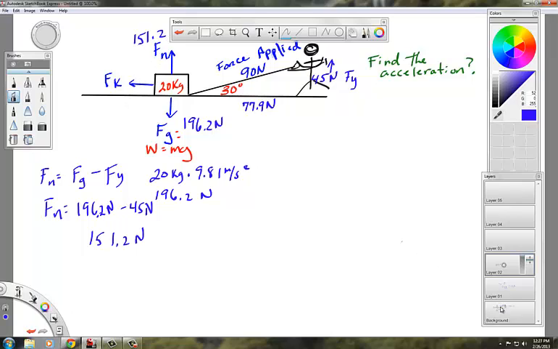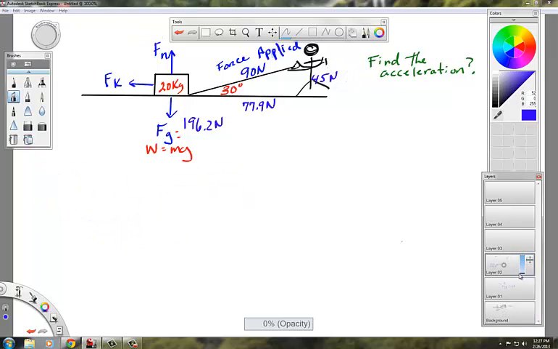Now you might be wondering, why do we need to know this? The reason is that when we do our coefficient of friction problem here in a minute, we're going to need to know this normal force because that's the denominator of that equation.